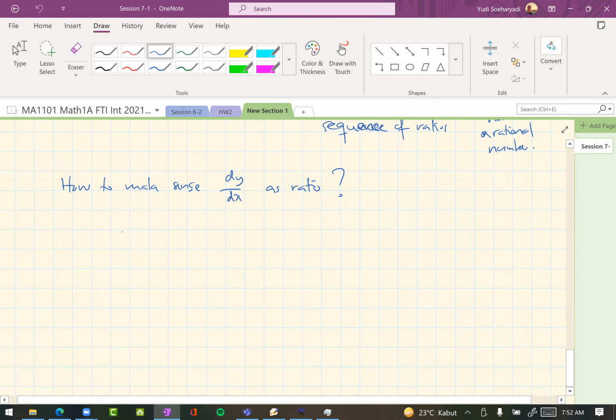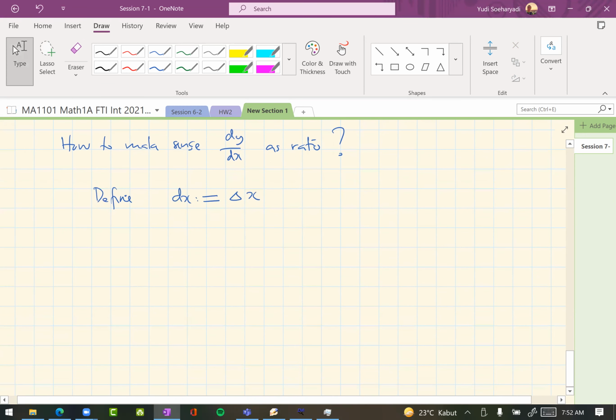All right, so let's see here. Let's define dx to be really the delta x. And what is dy? dy is f prime of x times dx. This is called the differential of x, and this is the differential of y.